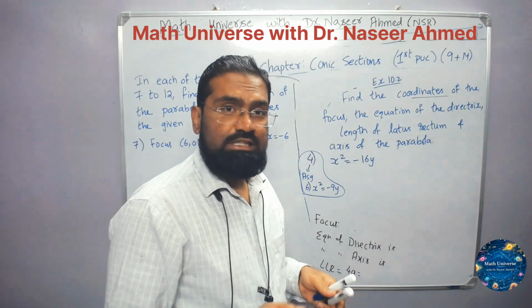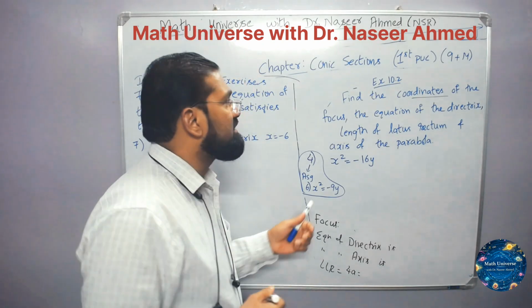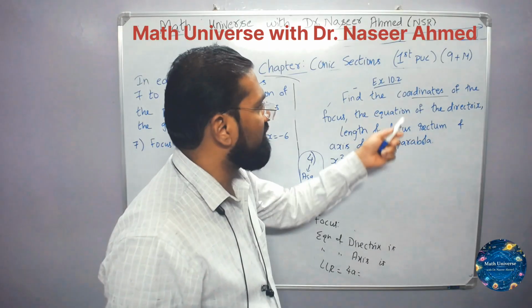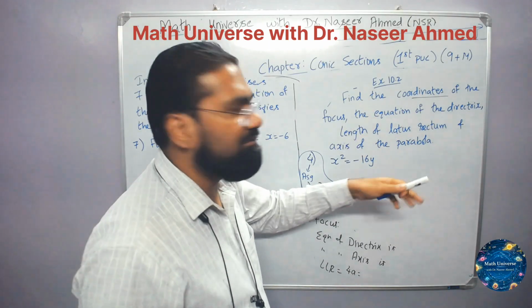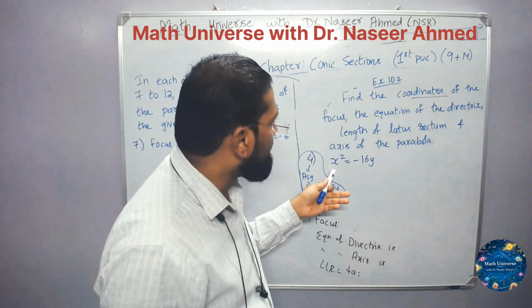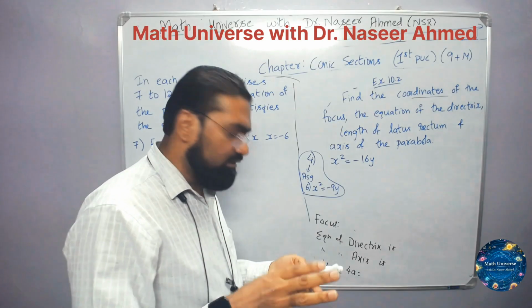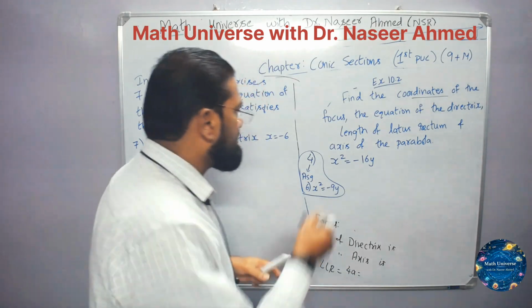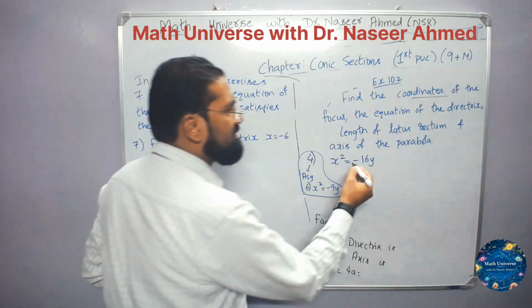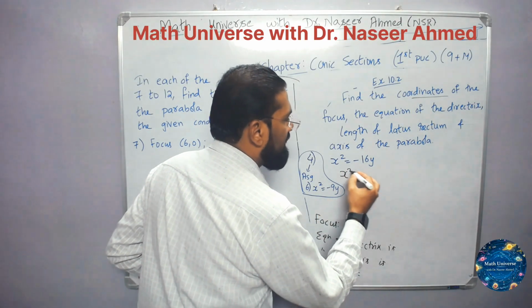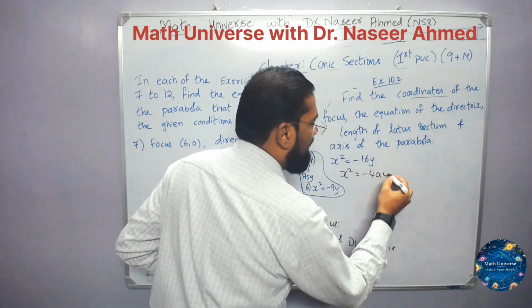Now let us move on to the next problem. Question says the same. We have to find all the same things we have just completed, but I've taken a different parabola equation. I tried to complete all the 4 forms. Okay, this is the last form. Again, you can say negative here. So x square equal to minus 4ay.